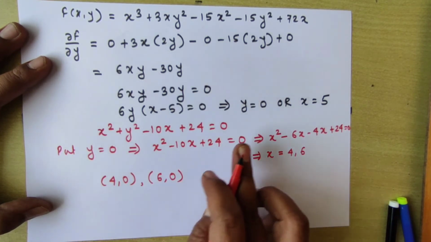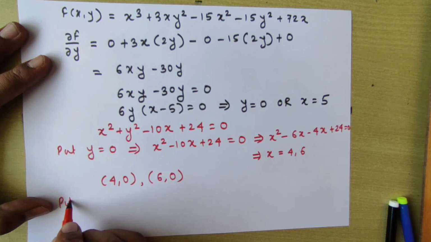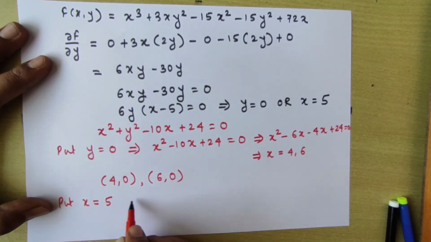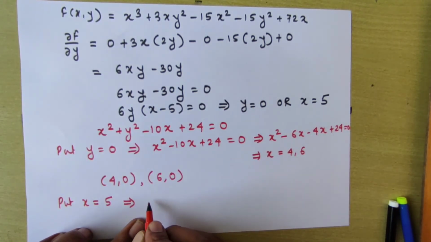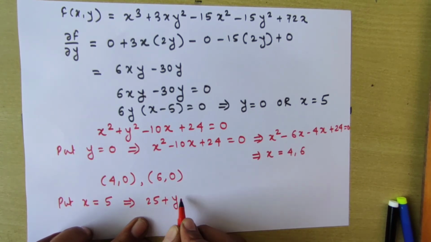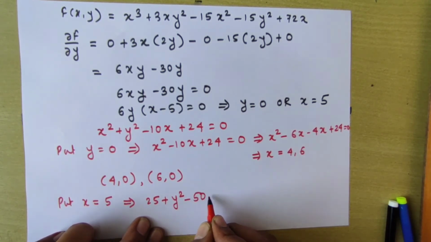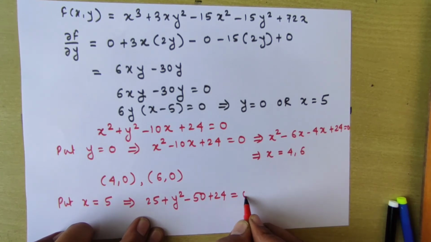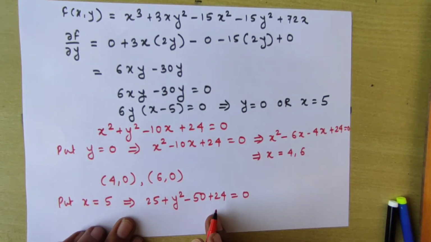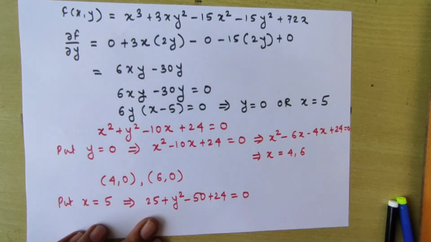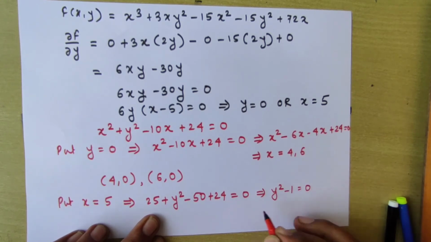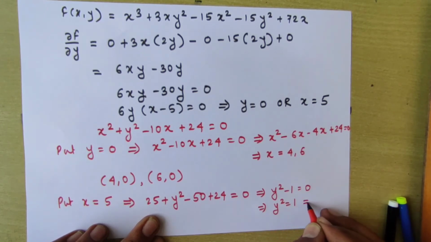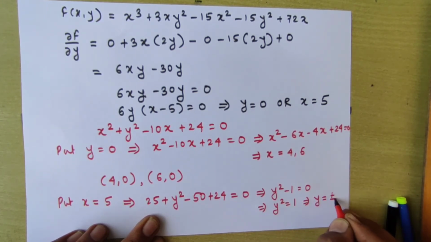Now we substitute x equal to 5. When we substitute x equal to 5 here, we get 25 plus y square minus 50 plus 24 equals 0. If you observe, we get y square minus 1 equals 0. That implies y square is equal to 1, and that implies y is equal to plus or minus 1.